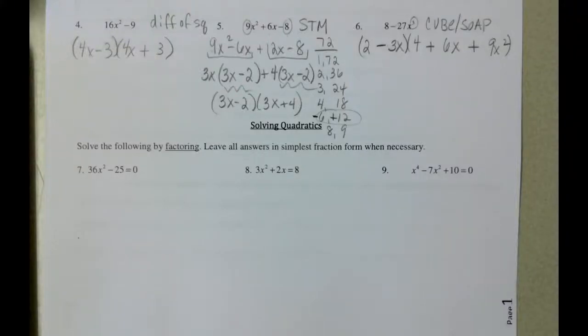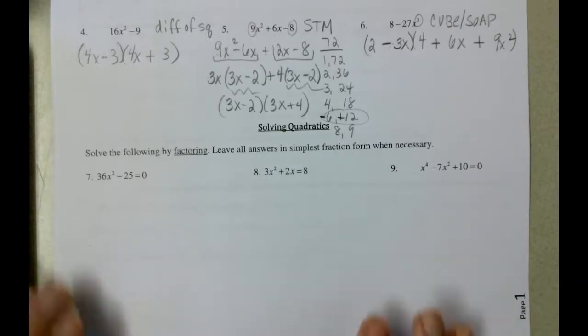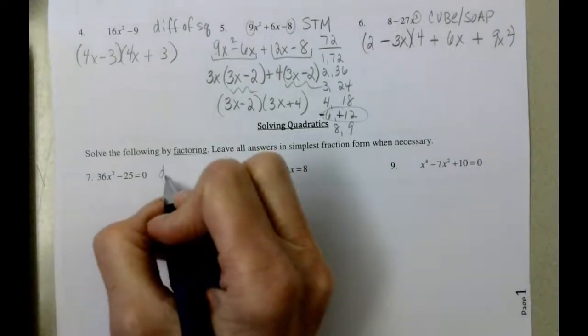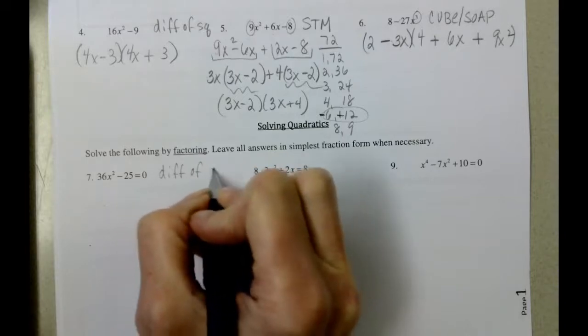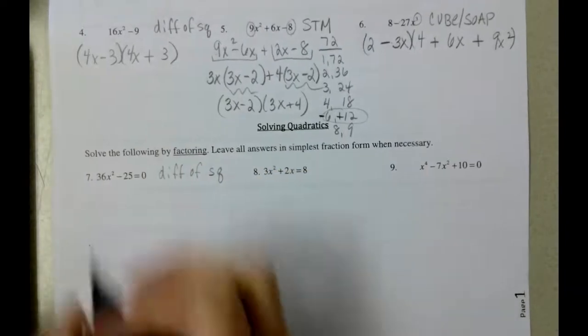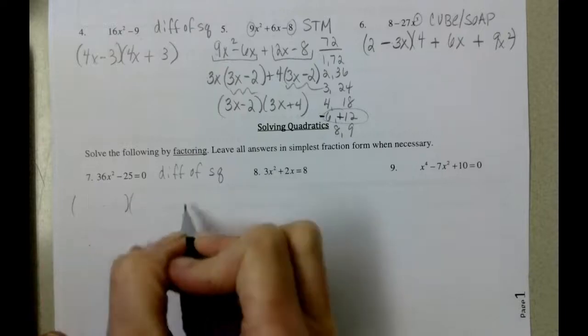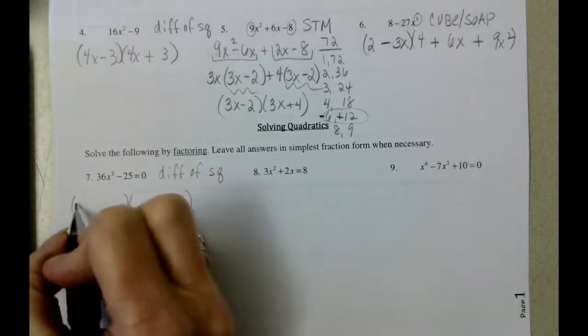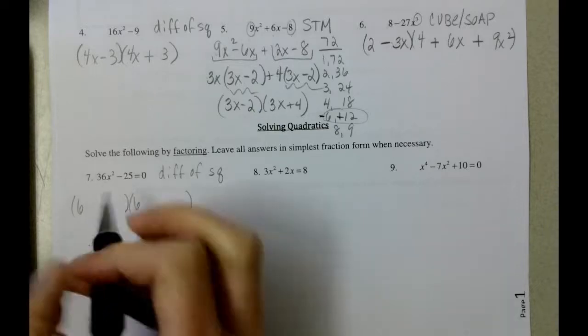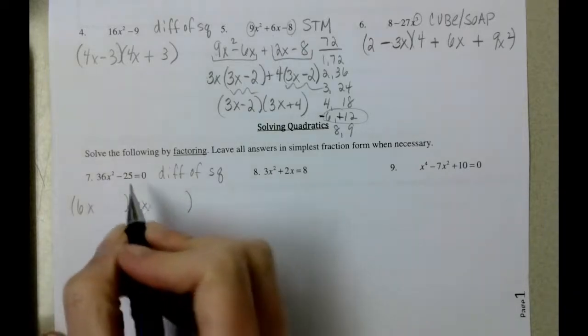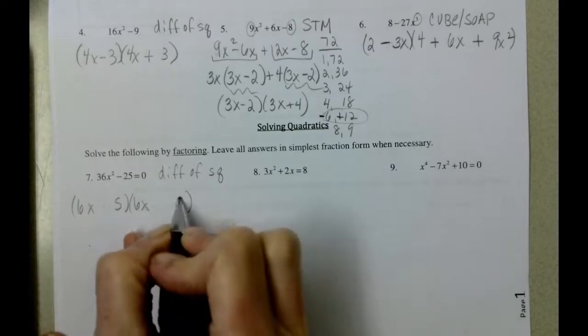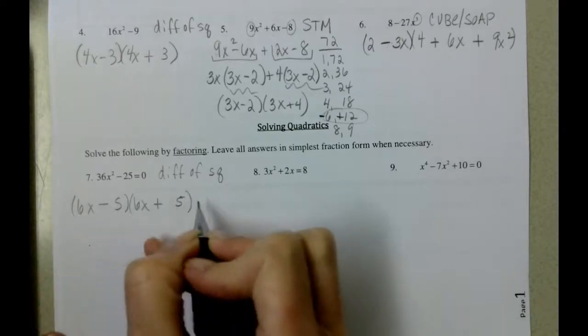After doing problems 1 through 6, hopefully we have a good review of factoring, because as we look down here on 7, 8, and 9, now we're going to use factoring to help us solve. So we need to identify the fact that this one has a factoring of difference of squares, and the square root of 36 is 6. Square root of x squared is x. Square root of 25 is 5. Difference between two squares, different signs.